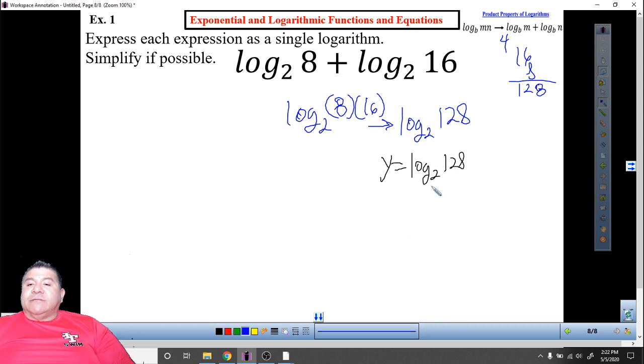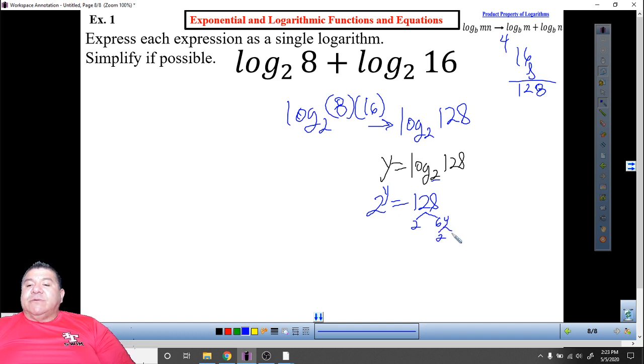All right. So what is our base? 2 to the y exponent equal to 128. To solve, we need the same base on both sides. So that means this one has to be divided by the same base, which was what? 2. 128 divided by 2 is 64.